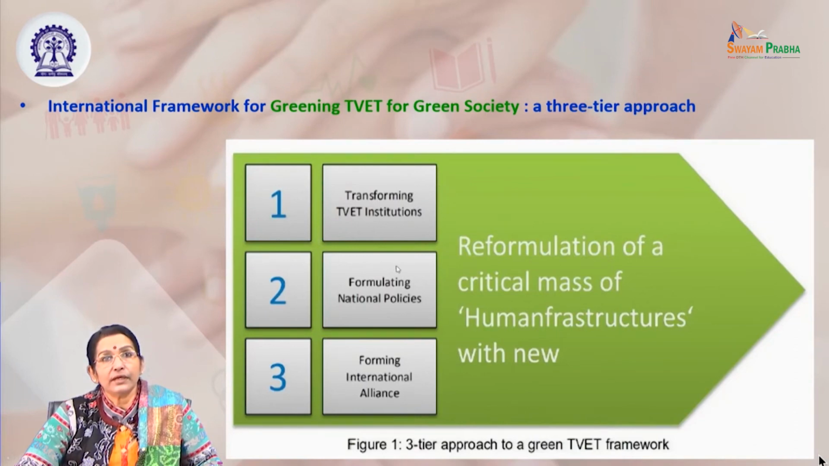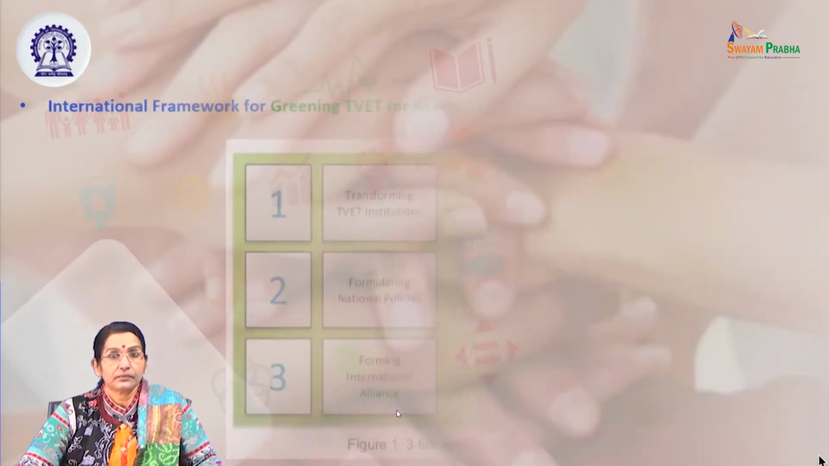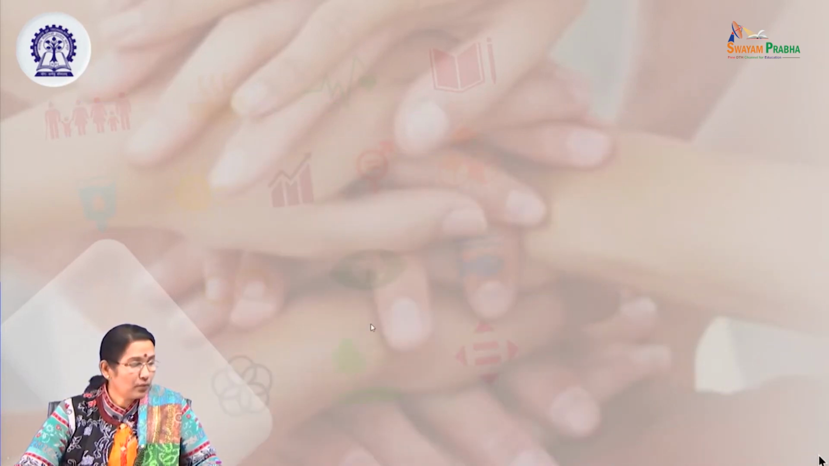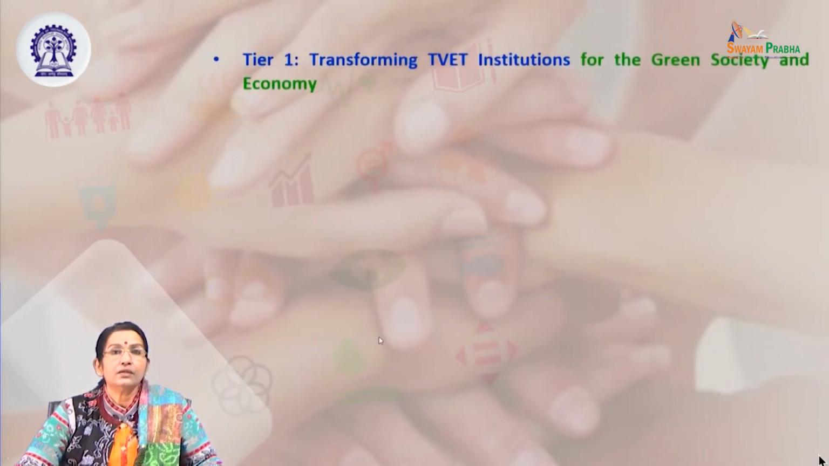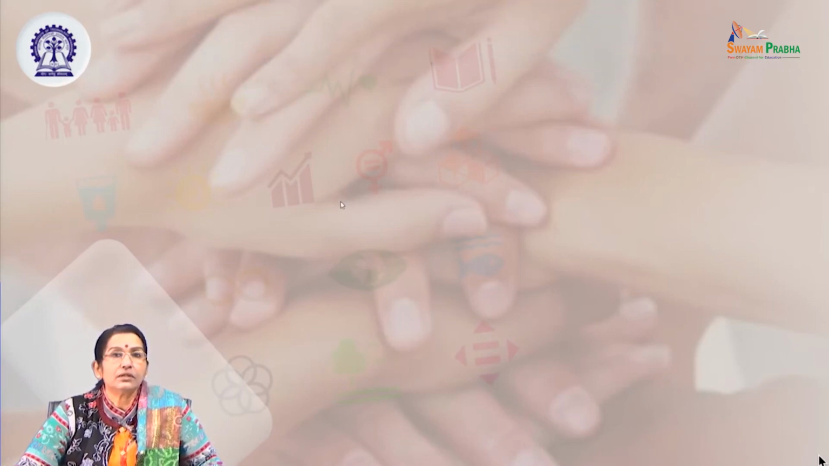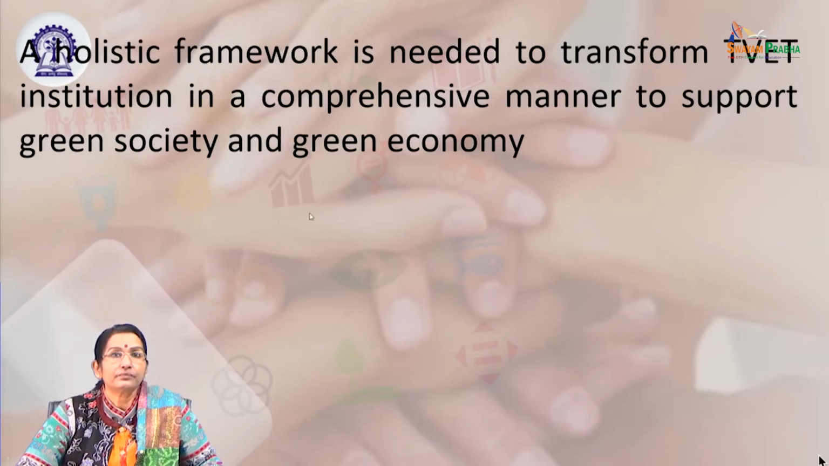Second, we have to introduce new national policies, and with the national policies, we have to collaborate with international organizations, societies and bodies, that is, forming the international alliance. These are the 3-tier approach, and that should be the international framework for the TVET. Okay. So, first thing is tier 1, that is transforming the TVET institutions.